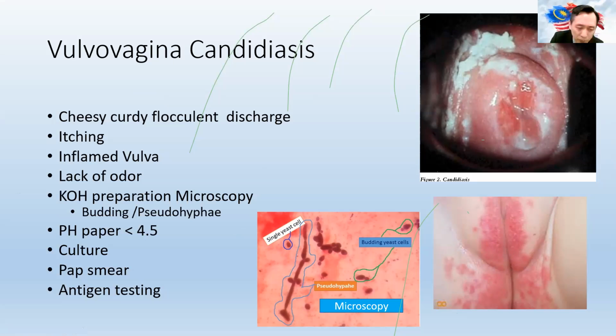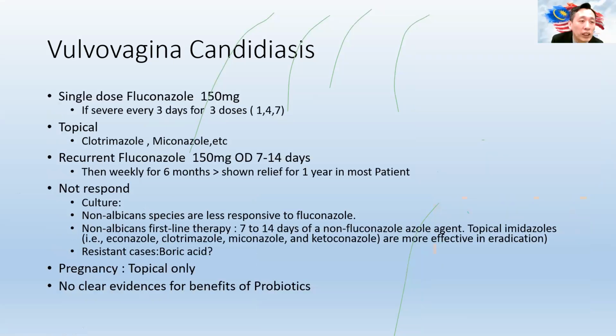All right, so most of the time, candidiasis, you can treat them with fluconazole 100 mg. If it's severe, you can give 3 doses every 3 days: day 1, day 4, day 7. You can give topical clotrimazole, miconazole, and etc. If it's recurrent, you can give fluconazole 150 mg daily for 7 to 14 days, then weekly for 6 months. This has been shown to relieve the patient for almost 1 year. If they don't respond, do a culture. It can be non-albicans species, which is less responsive to fluconazole.